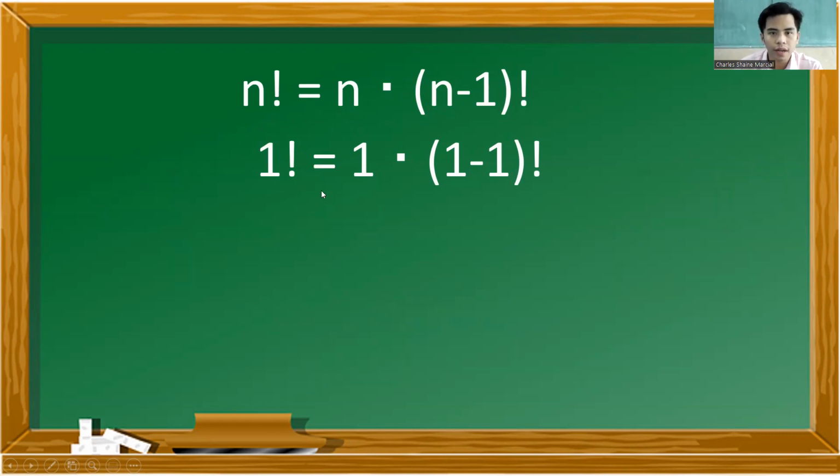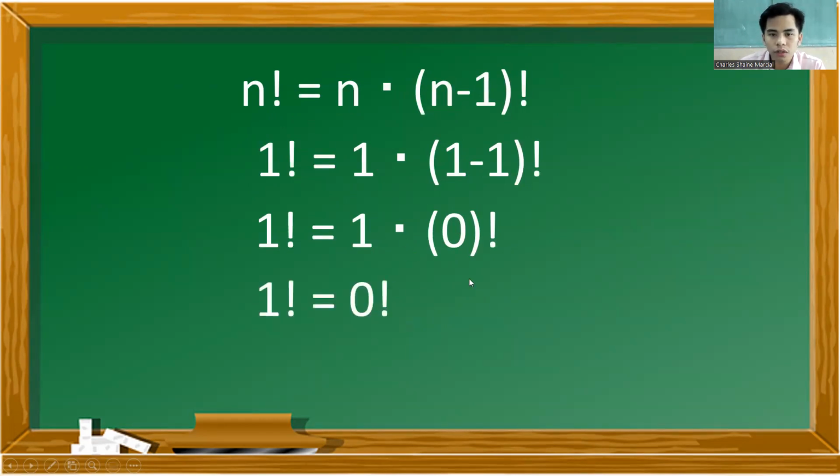So we have 1 factorial that is equal to 1 times the quantity of 1 minus 1. So 1 minus 1 is 0. So we have 1 factorial equals 1 times 0 factorial. And 1 times 0 factorial is equal to 0 factorial. So ibig sabihin, yung 1 factorial is equal to 0 factorial.